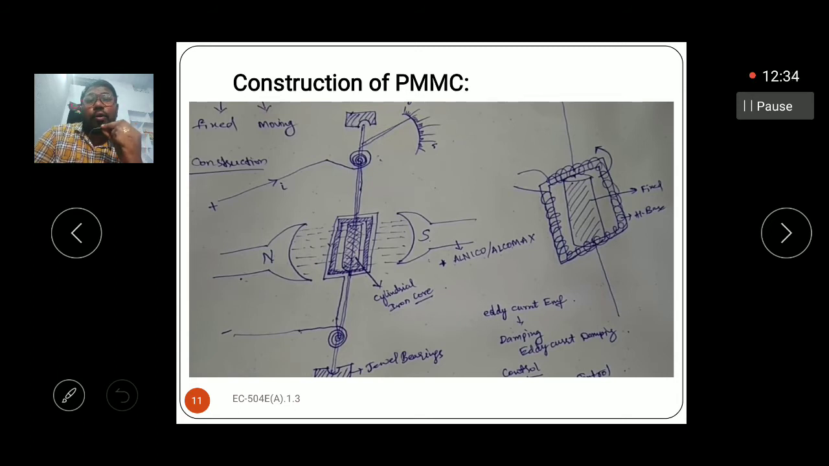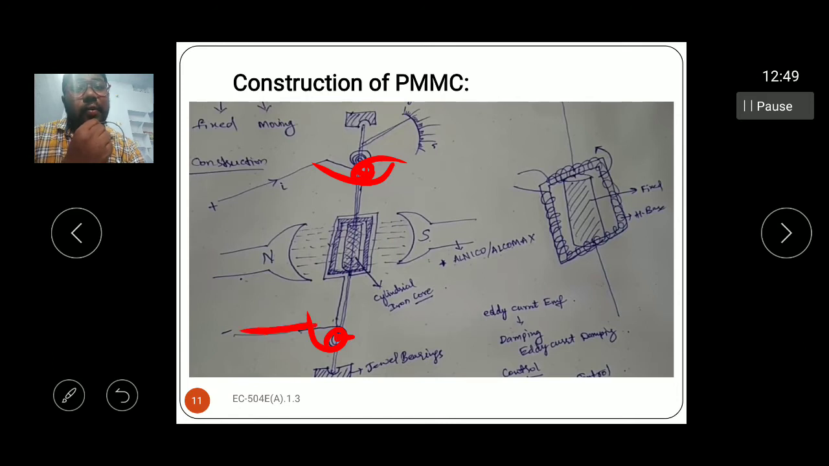The core, one end is connected to the spring. The springs are connected opposite to each other. One terminal is connected to the positive, and the second terminal is connected to the negative. After that we have the jewel bearings and the calibrated scale. And this is the construction of the PMMC.